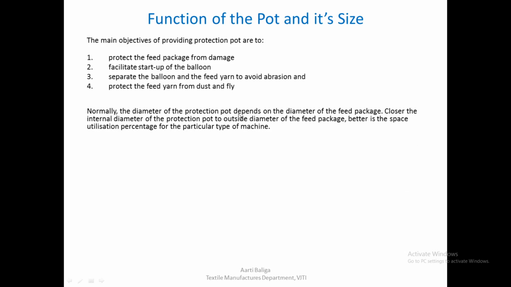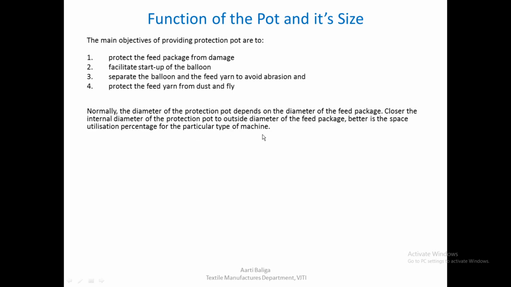Normally the diameter of the protection pot depends on the diameter of the feed package. So the closer the internal diameter of the protection pot to the outside diameter of the feed package, that means the protection pot is just larger than the feed package, it is always better because it will lead to a saving in space. So it leads to better space utilization percentage for the particular type of machine.